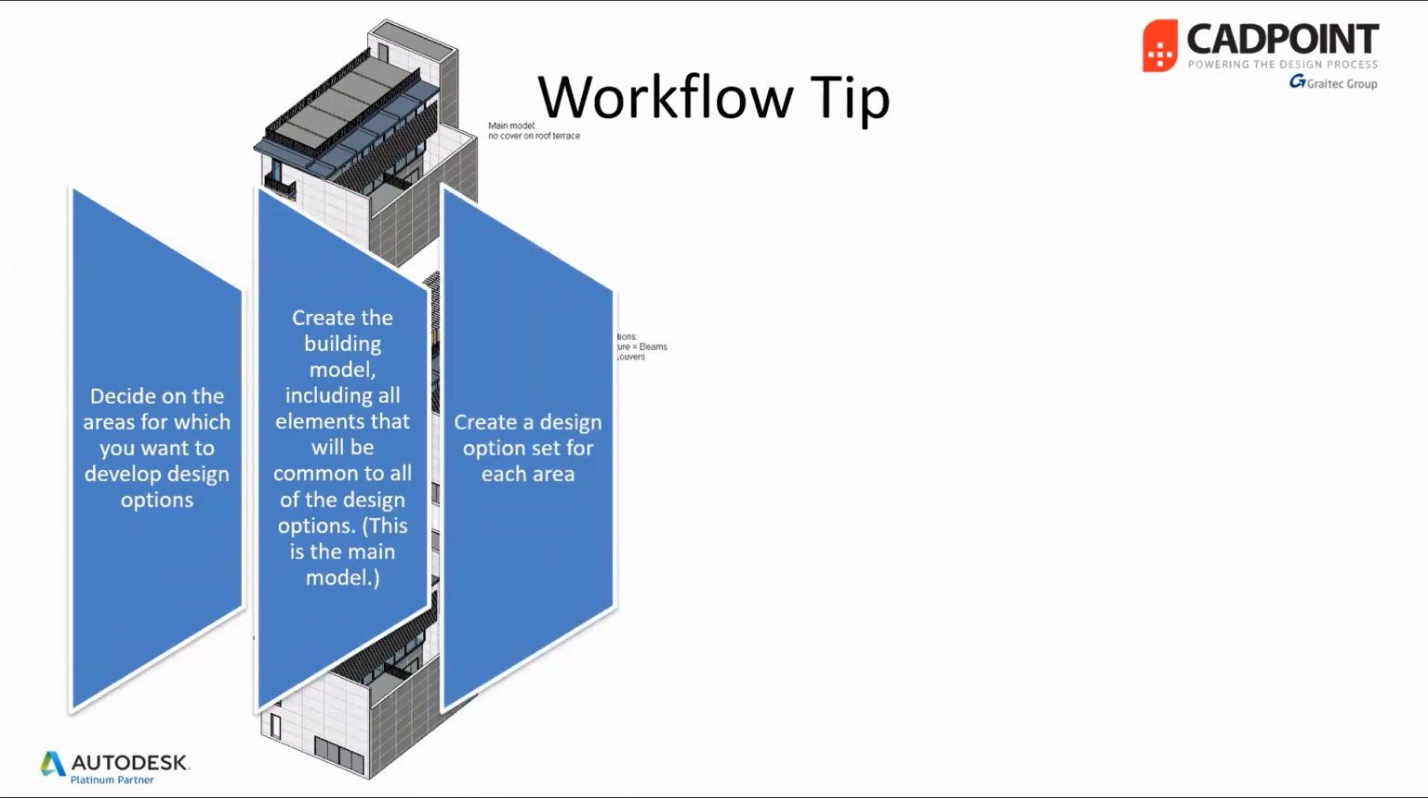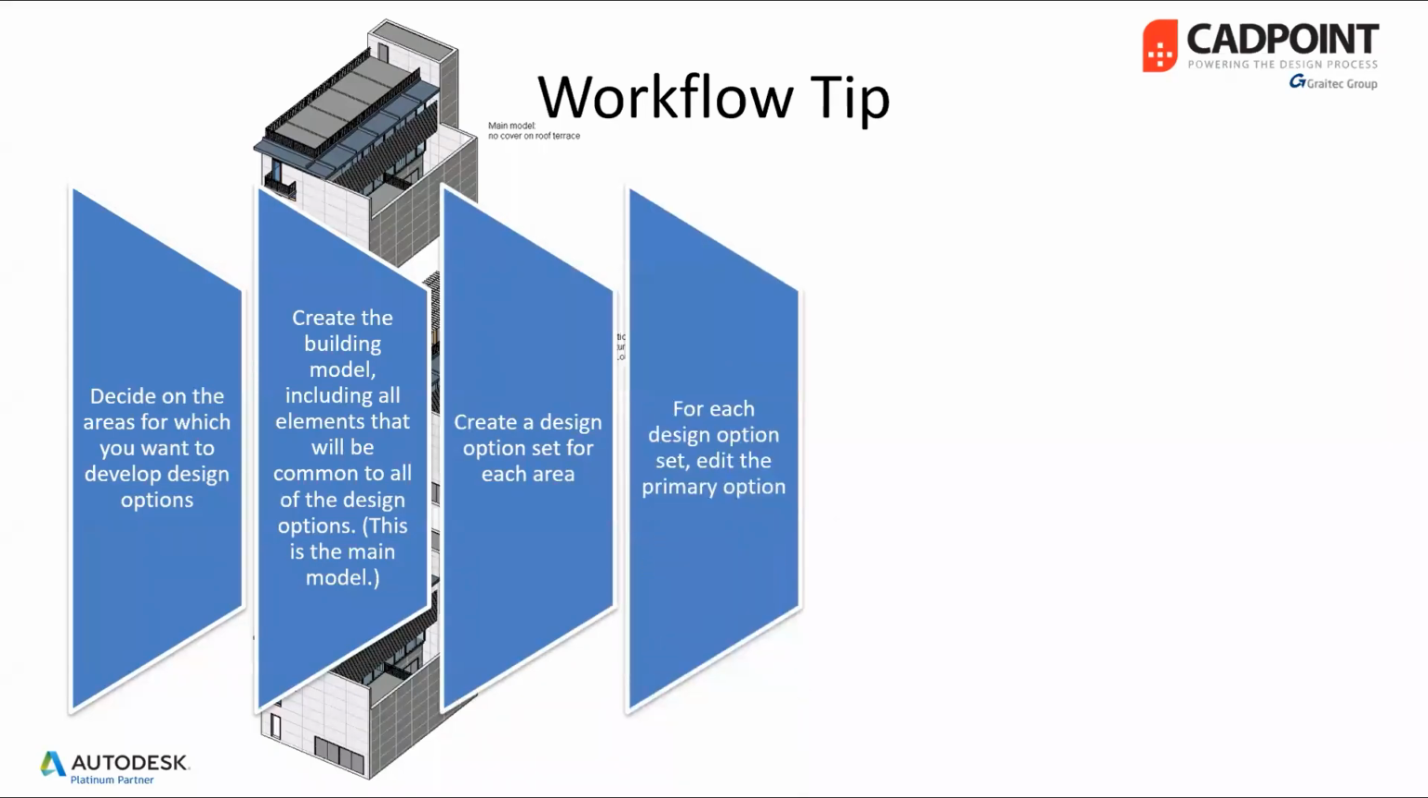Number 3, create a design option set for each area. For example, you create one design option set named entry and another design option set named roof. For each design option set, edit the primary option. When you create a design option set, Revit also creates a primary option for the set. The primary option is typically the preferred design or the design that you think will be chosen.